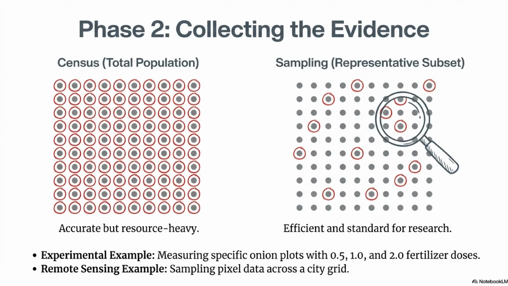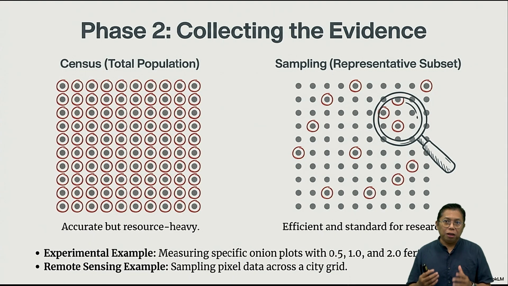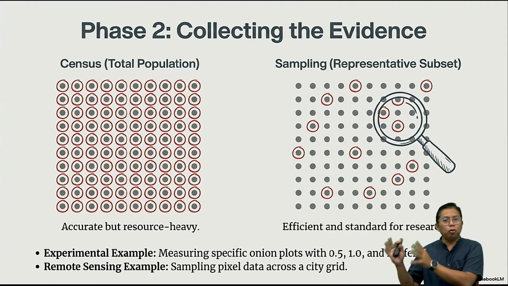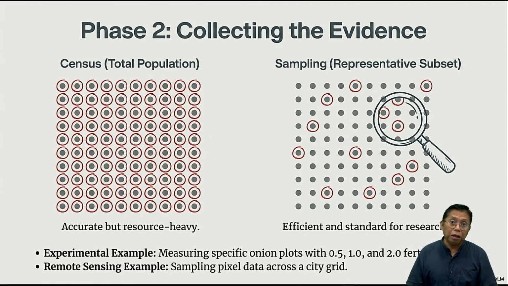So, where does our evidence come from? We distinguish between population, the whole group, and the sample, the part we actually measure. We also look at sources. Primary data is what we collect ourselves in the field, or secondary data that comes from established institutions. Think of BPS or BIG for geospatial data, or NASA for satellite imagery. Knowing your source is the first step in ensuring data credibility.